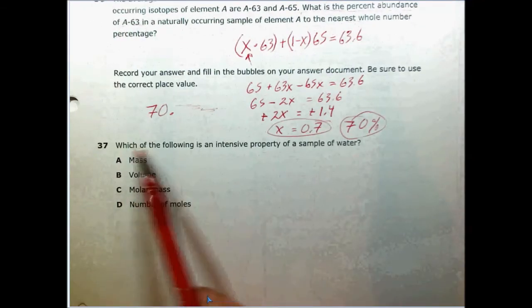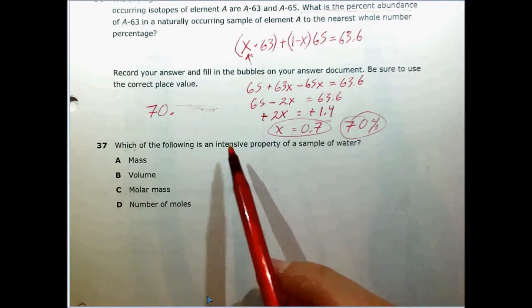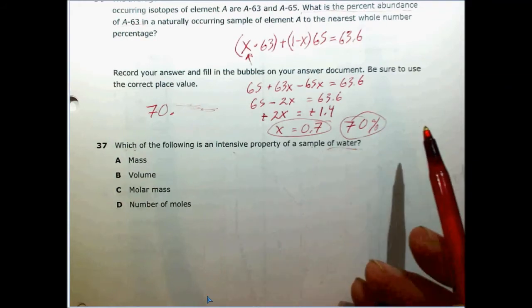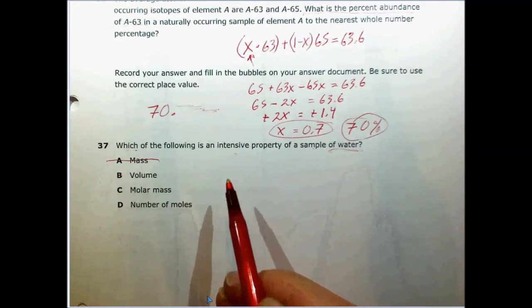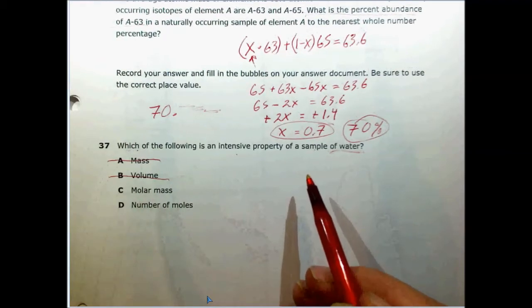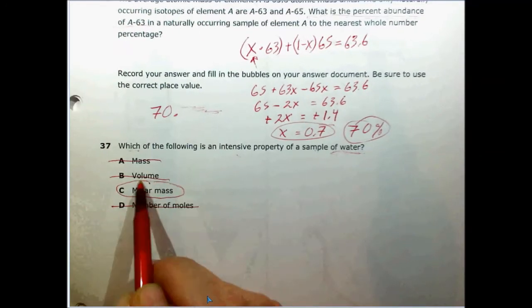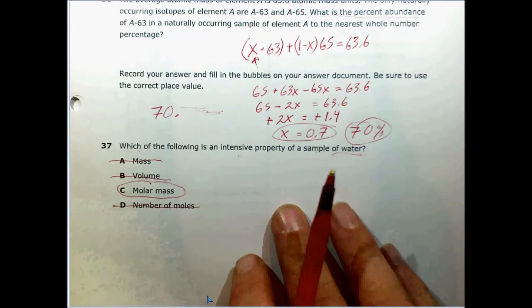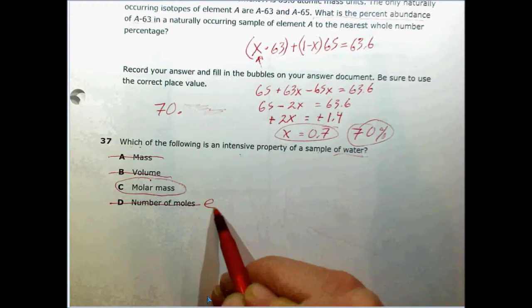37. What is an intensive property of a sample of water? Intensive means it's fundamental to water itself and not to how much there is. How much we have affects the mass, and how much we have also affects the volume. How much we have affects the number of moles, but the molar mass of water is the molar mass of water no matter how much we have. So that would be an intensive property. All of these others are extensive.